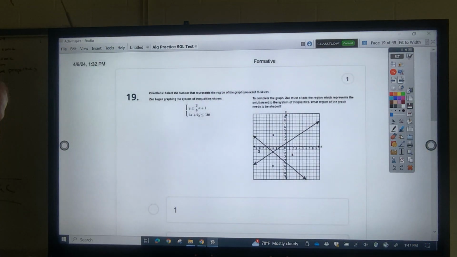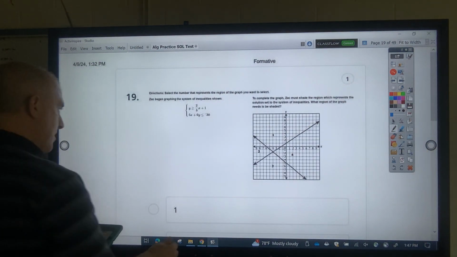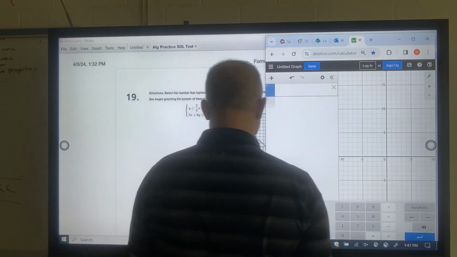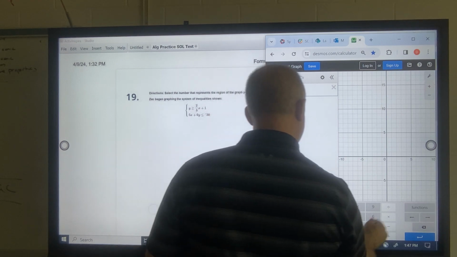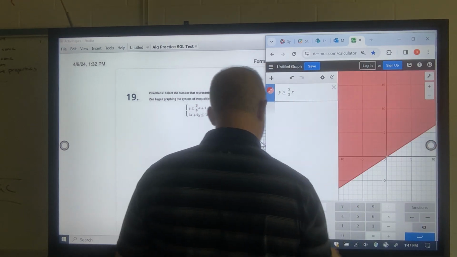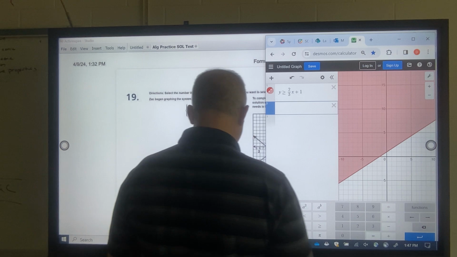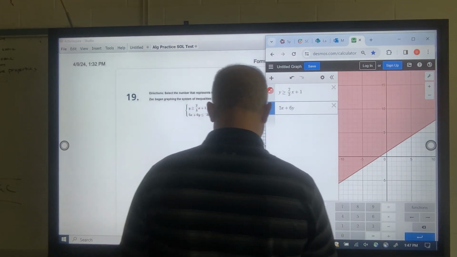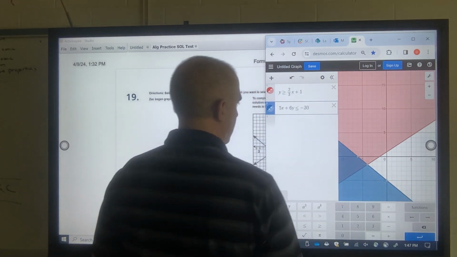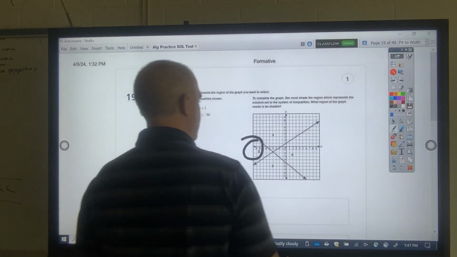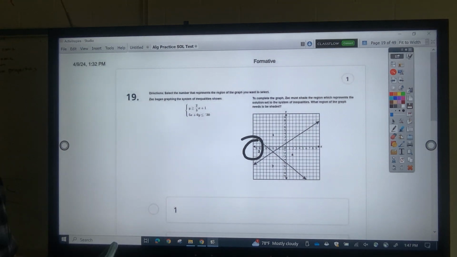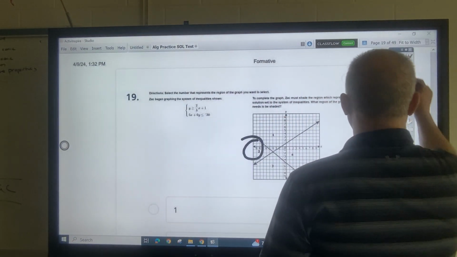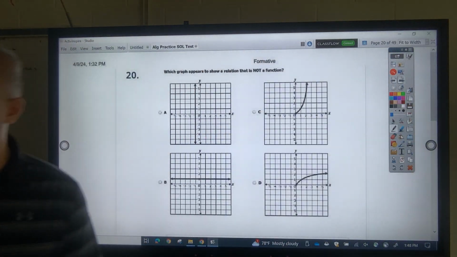All right. Here's another one, question 19. Once again, I'm looking for the darkest area. I've got y greater than or equal to 2 divided by 3, x plus 1. On this line, I've got 5x plus 6y less than or equal to negative 30. That's the darkest area, which would be area 2. So that's the one you should select. Okay. All right, and that's it for part 1.